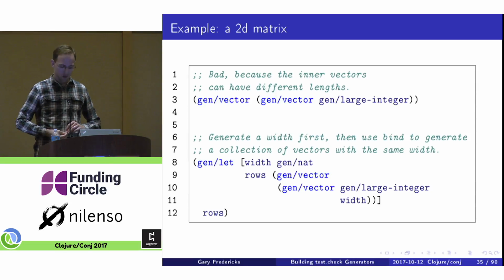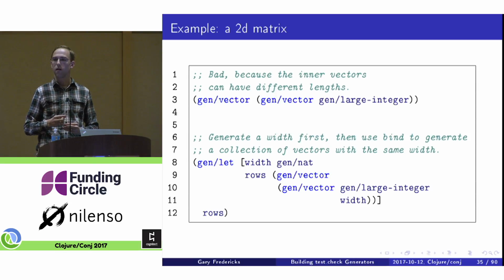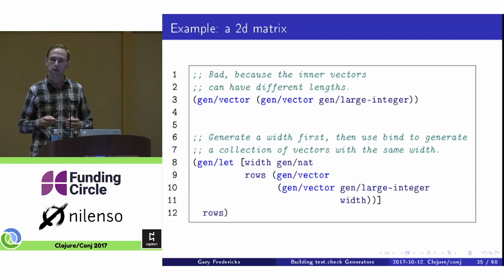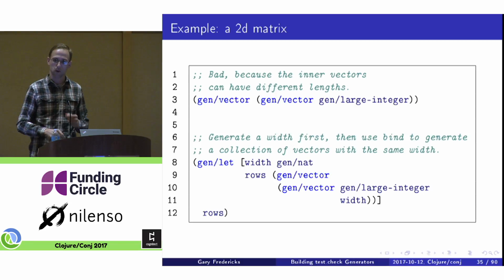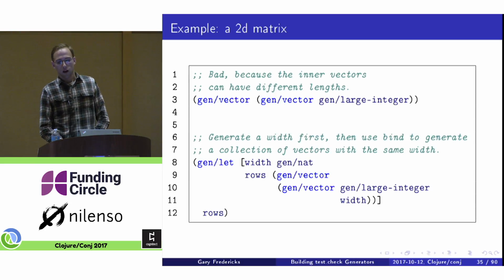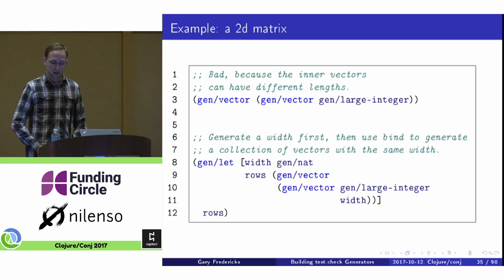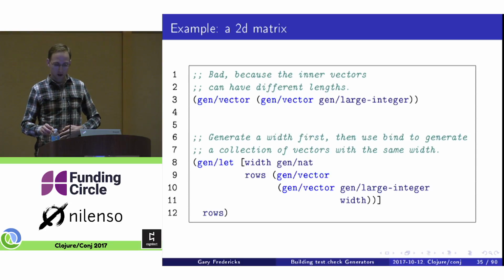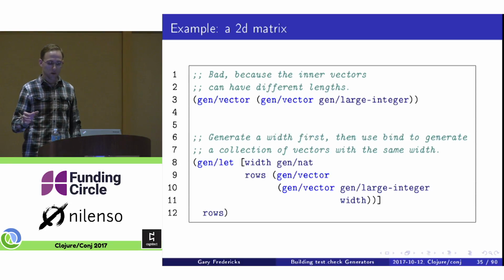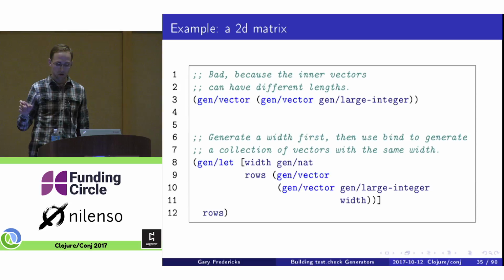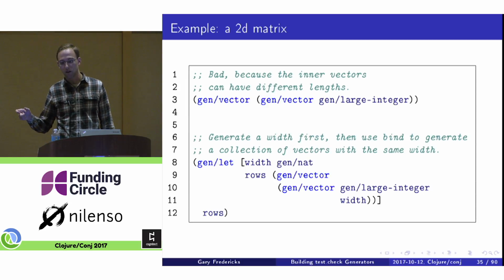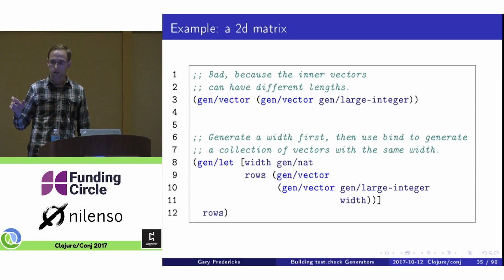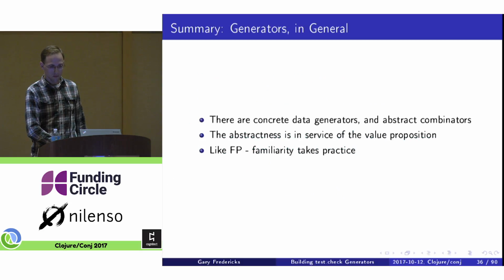Another example real quick, if you want to generate a 2D matrix, the easy thing of just using two nested calls to a vector is not quite going to work because then the inner vectors will have just random lengths that don't match each other. So an easy way to do this is, again with bind, but using the let macro. On line 8, we generate a small non-negative integer for the width, and then use that to assemble our generator of vectors. So now we can fix the inner vectors to have a fixed width, and they will all match.